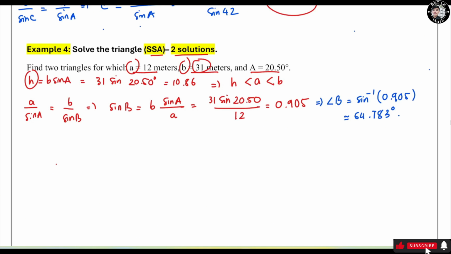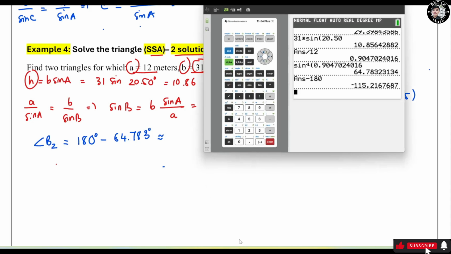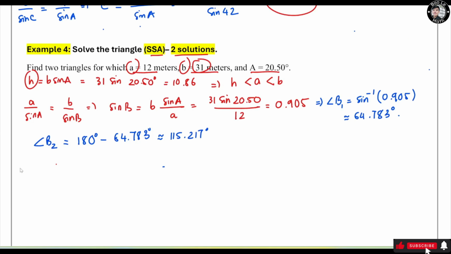Now remember, on the unit circle, there are two angles between 0 and 180 degrees whose sine is approximately 0.905. The first angle is 64.783, and the second angle, I call this B2, is going to be 180 subtract 64.783. So it's going to be approximately 115.217.